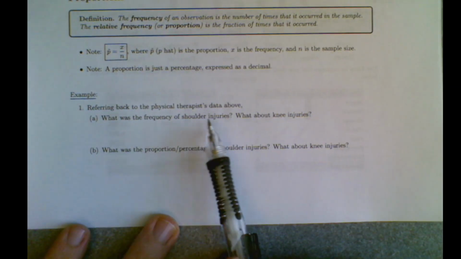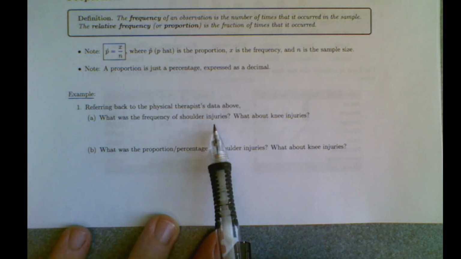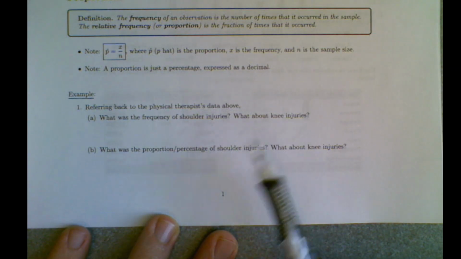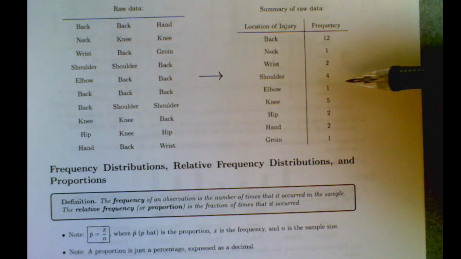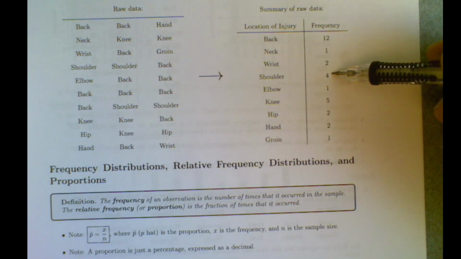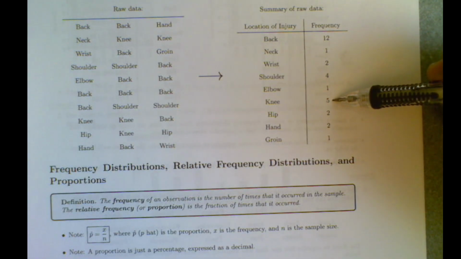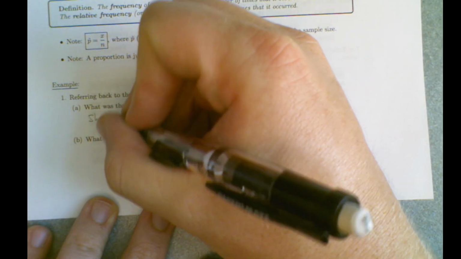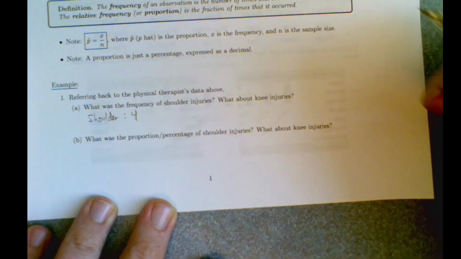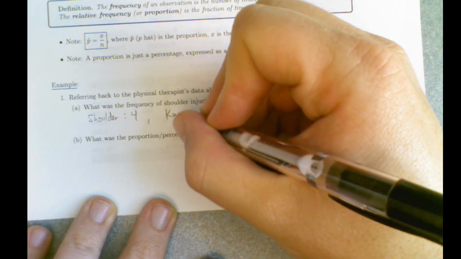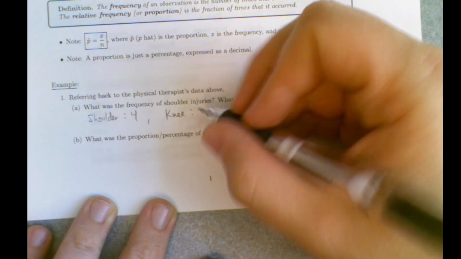Referring back to the physical therapist's data above, what was the frequency of shoulder injuries and what about knee injuries? I'll let you pause the video and see if you can answer those questions. I'm going to go ahead and give my answer now. The frequency of shoulder injuries looks like it was 4, and for knee injuries, it looks like it was 5.